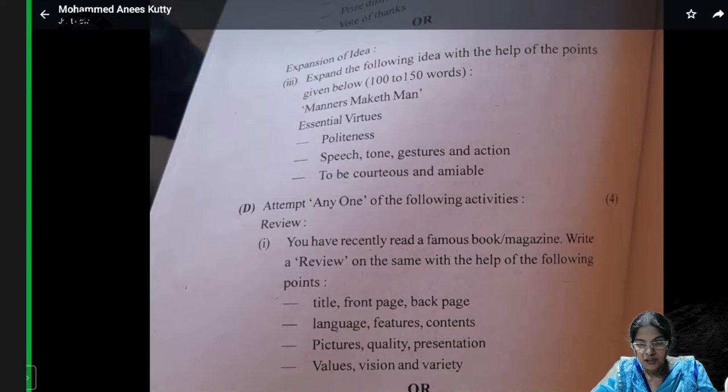So I thought maybe we should do a quick book review on Sherlock Holmes. They've already given you a guideline: title, front page, back page, language, feature, pictures, quality, presentation, value, vision, and variety. So all of those need to be included in the whole book review.